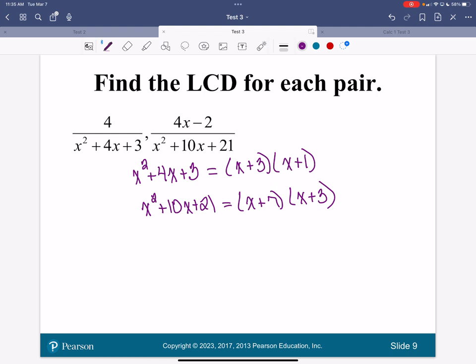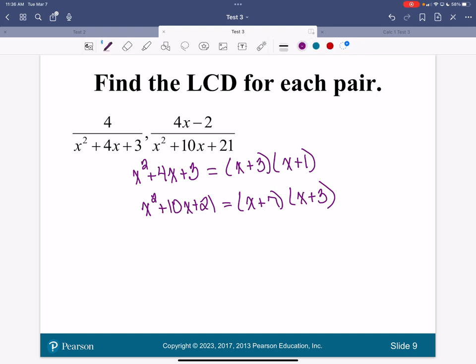Okay, so hopefully you got both of these factored. X squared plus 4x plus 3. Product is 3. My sum is 4. So that's x plus 3, x plus 1. X squared plus 10x plus 21. My product is 21. My sum is 10. So that's x plus 7, x plus 3.